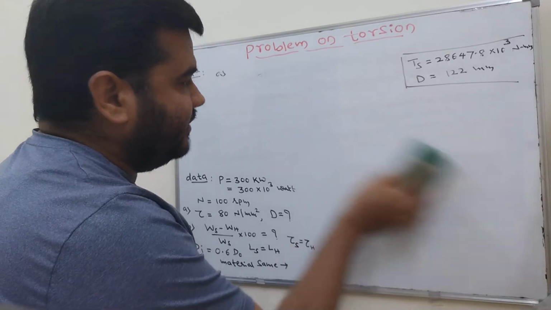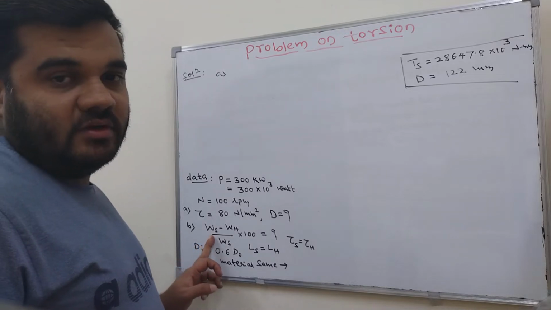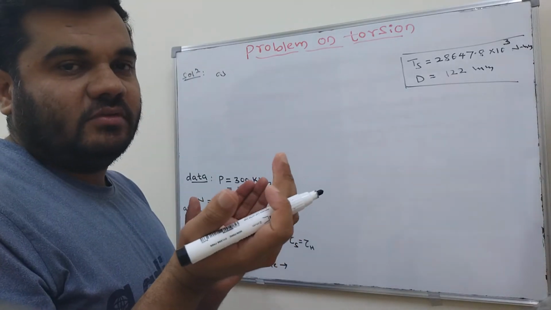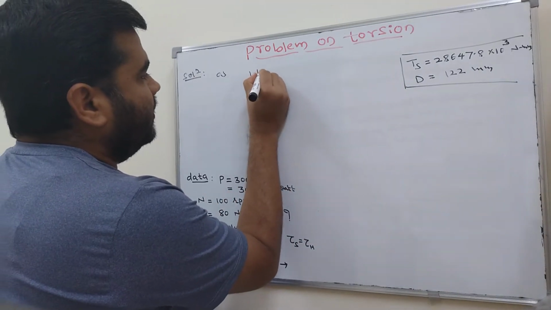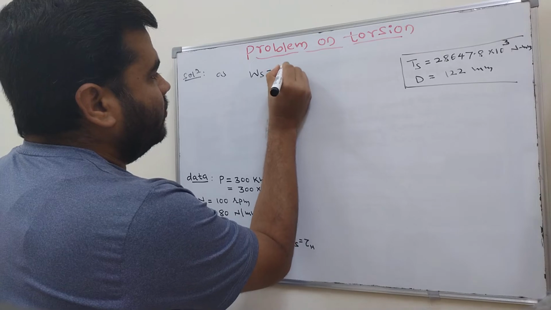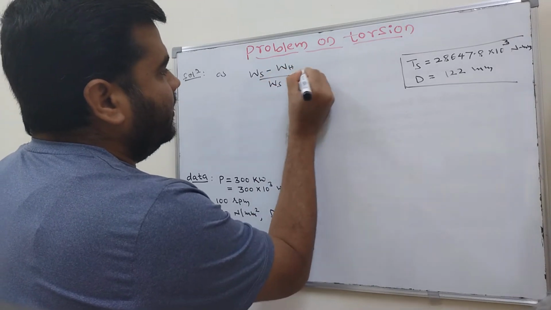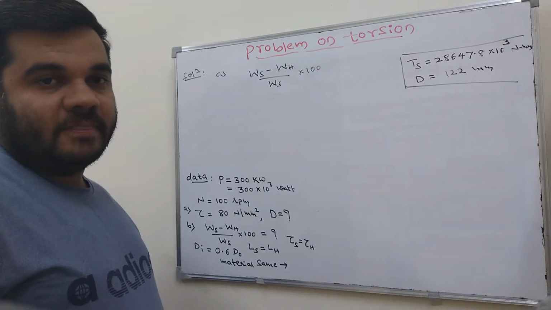What is asked in the second bit? That is the percentage of the weight loss if the solid shaft is replaced by a hollow shaft. So percentage of the weight loss is weight of solid shaft minus weight of hollow shaft, divided by weight of solid shaft, into 100. We need to calculate this one, right?